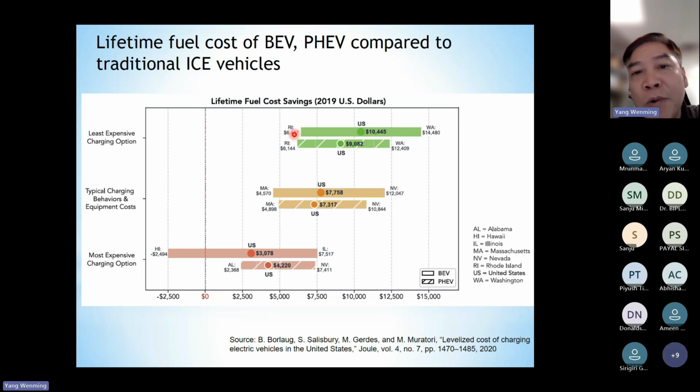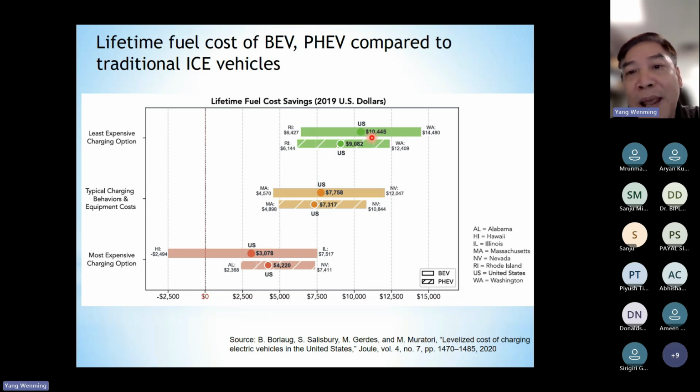Also, for different states, the saving is different. For example, this is RI, Rhode Island, and W is Washington, correct? Oh, sorry, it's Massachusetts. So for different states, the lifetime fuel saving will also be different. In the comparison, the pure electric vehicle can save more than the hybrid vehicles.